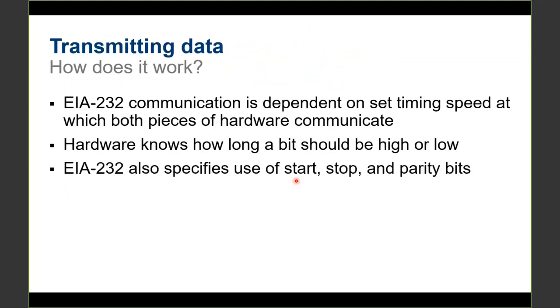All right, so transmitting data, how does it work? The 232 communications depend on a set timing speed at which both pieces of hardware communicate. That means that based on the baud rate that they're both set for, and the other serial parameters as far as the start, stop, and parity bits, the device knows when it sees a serial frame come in how to interpret how long these individual bits should be high or low. And this makes a lot more sense when we transition over to this next slide.